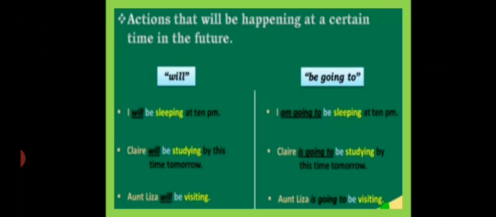It can be used for those actions that will be happening at a certain time in the future. हम एक certain time पे future पे अगर किसी काम को हम देख रहे हैं कि वो होने वाला है, उन actions को describe करने के लिए हम future continuous tense को use करते हैं.